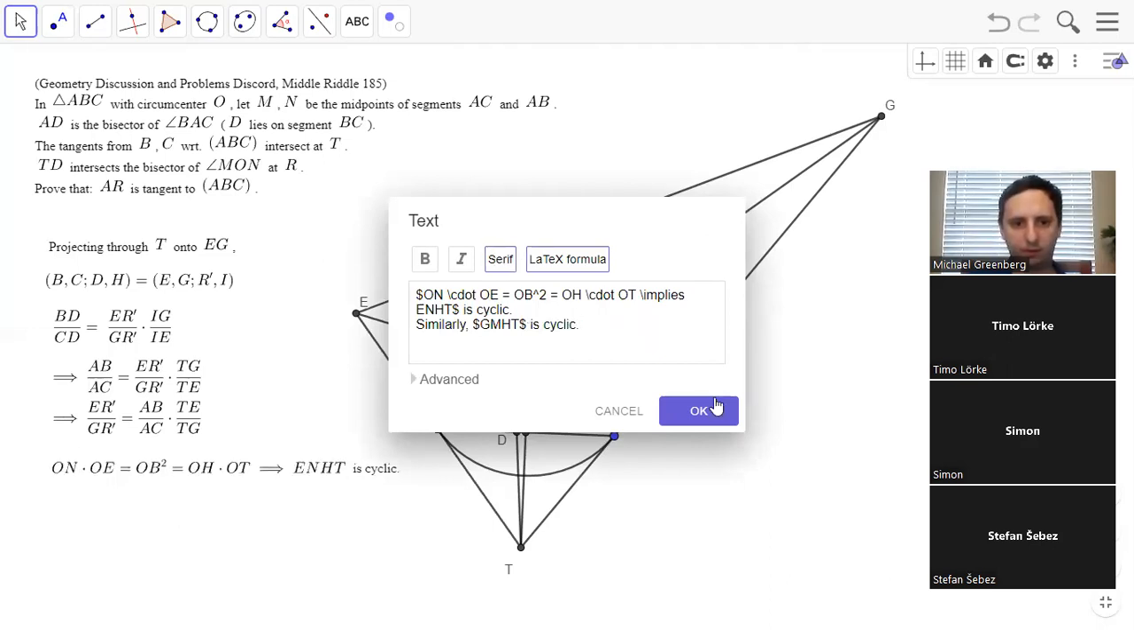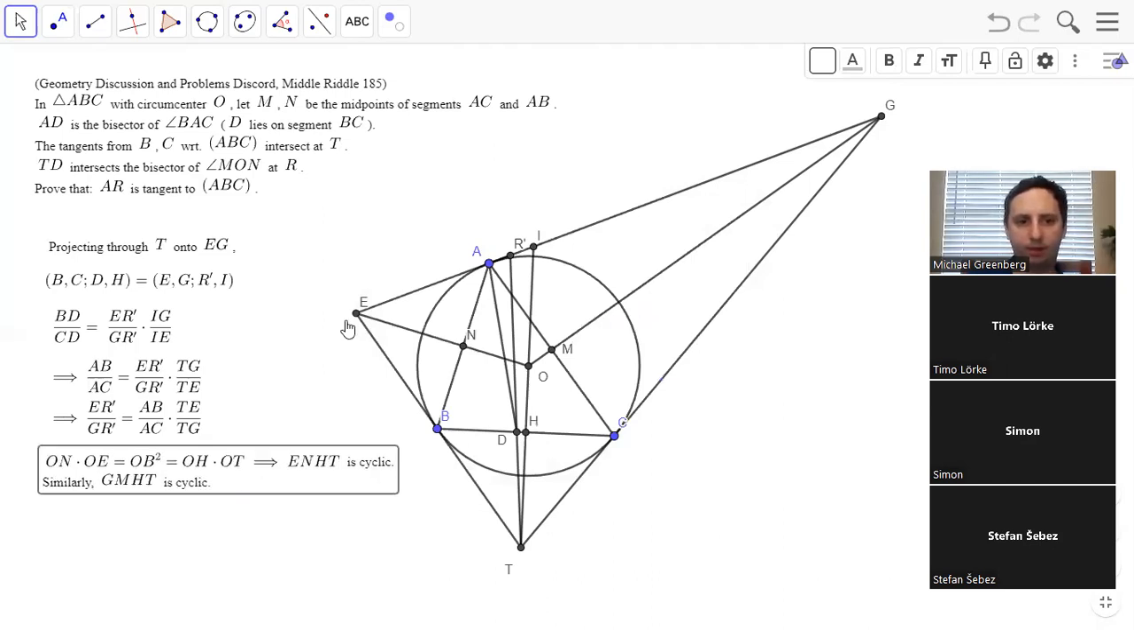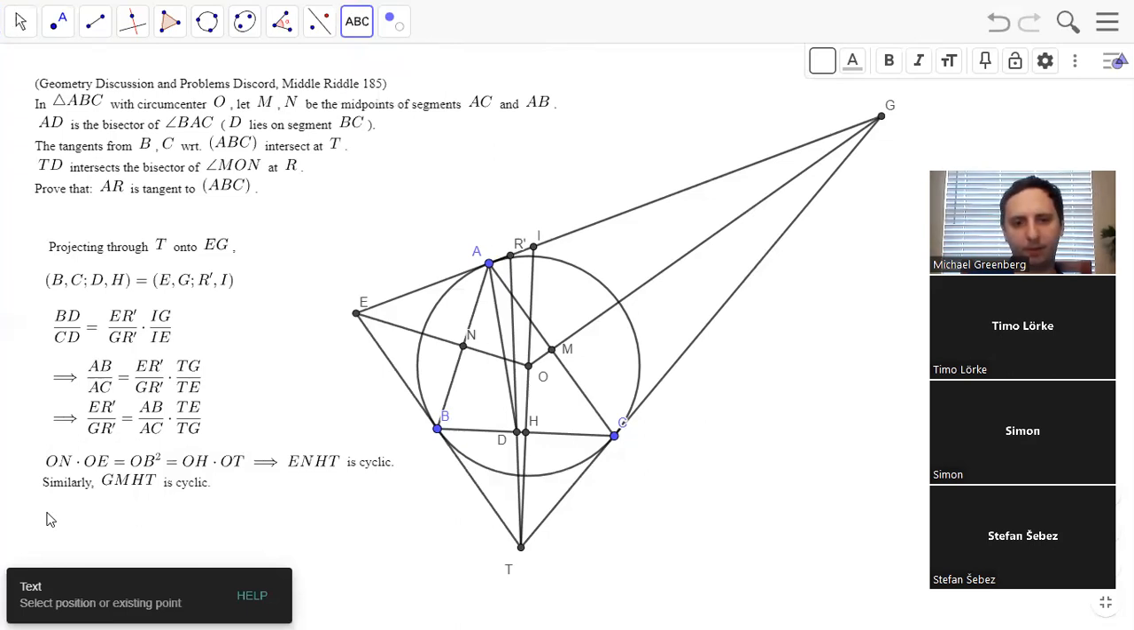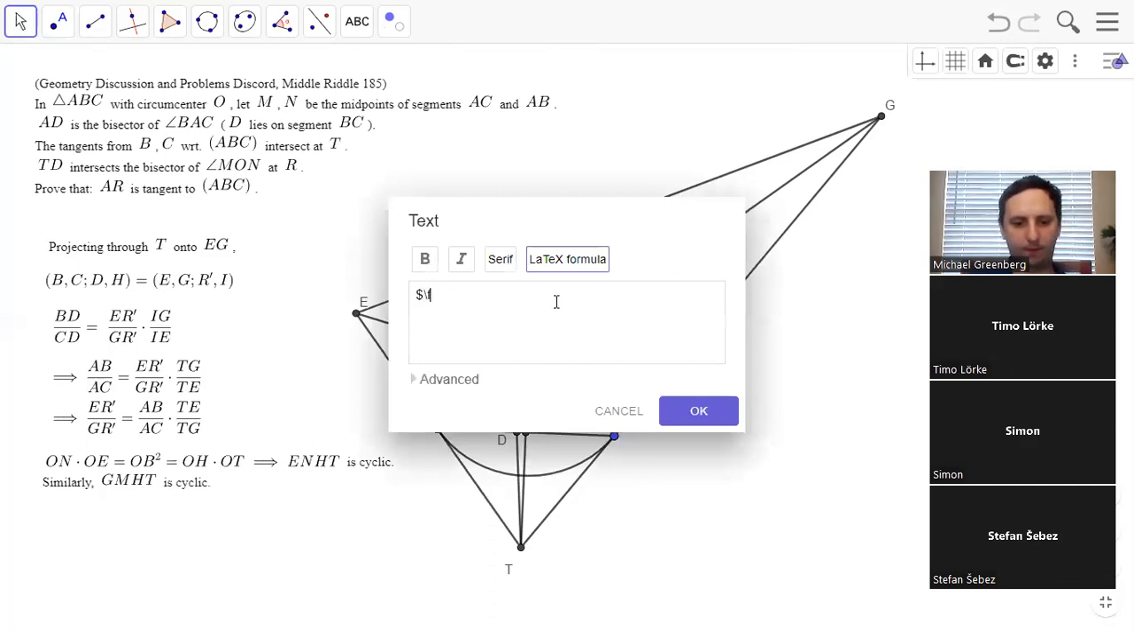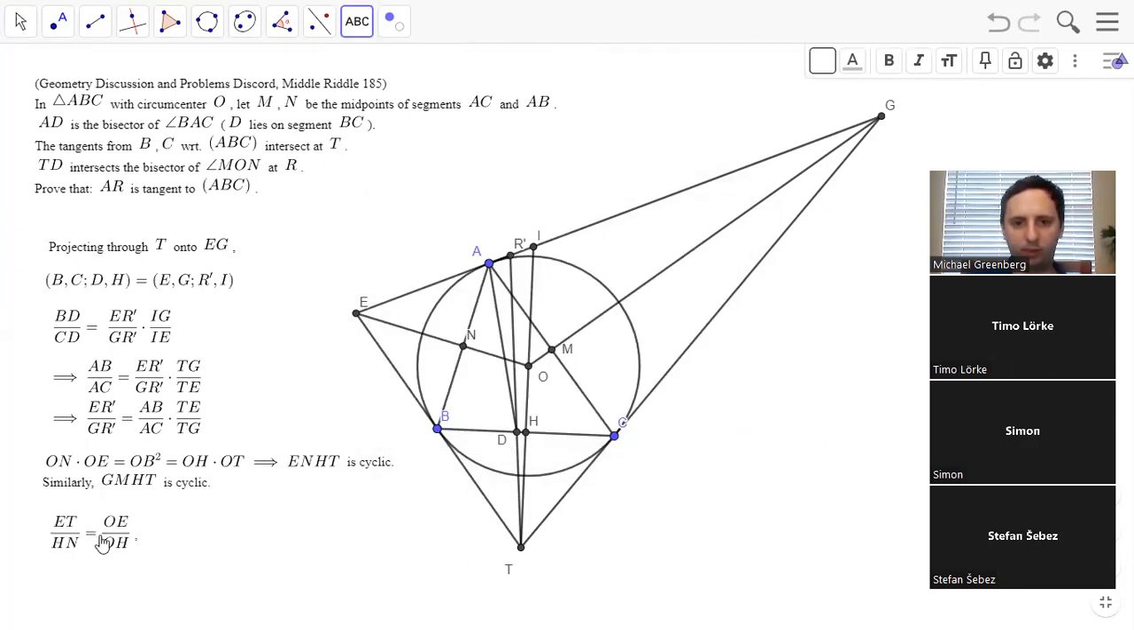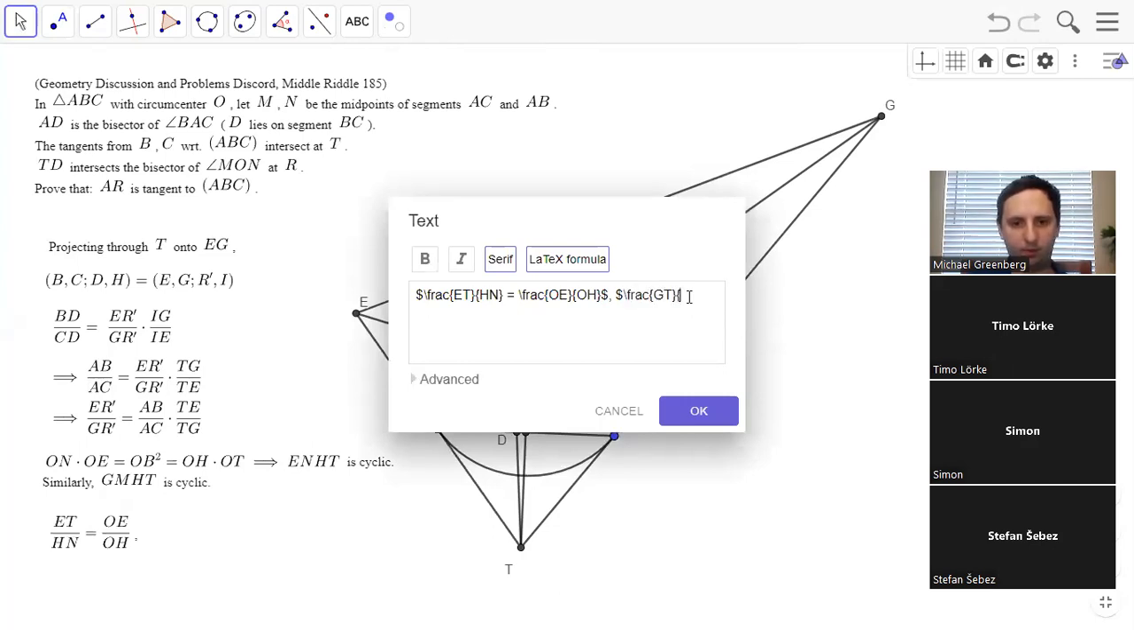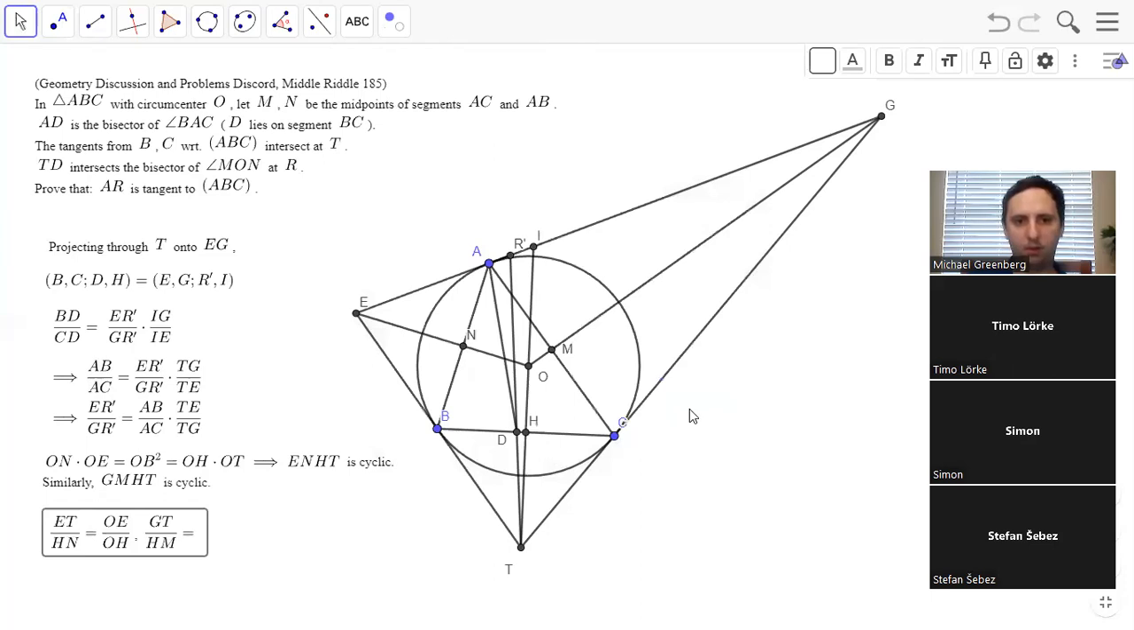All right. So then, once we know that, that means that ET over HN is OE over OH. GT over HM, you should probably write this as the other ratio, ON over OT. It looks much better than OE over OH. So OT over ON.